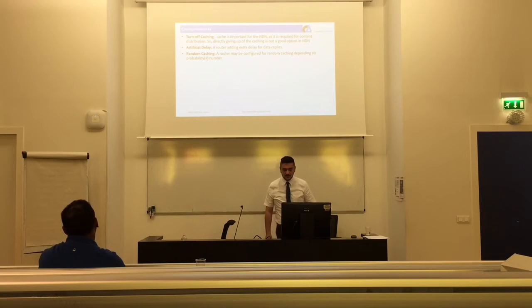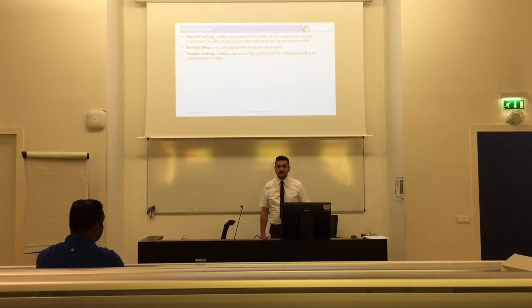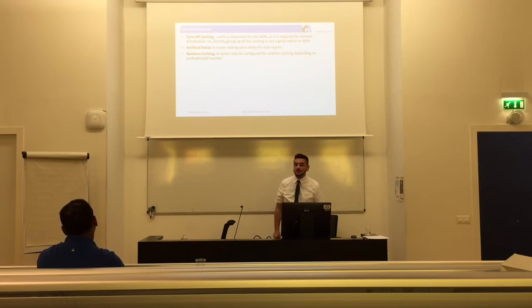The artificial delay: we can add additional delay for content store replies in order to confuse the adversary about non-cached and cached RTTs. The random caching: we can set a probabilistic number in the content store, in the router, in any node, and through that probabilistic function, the router can cache the contents randomly.